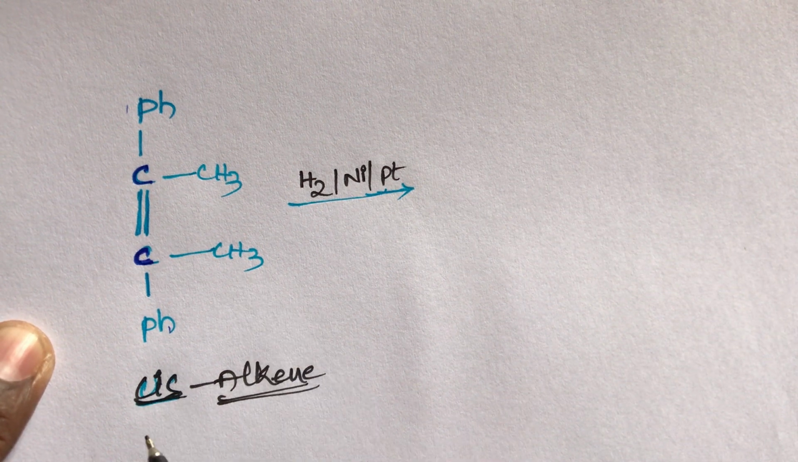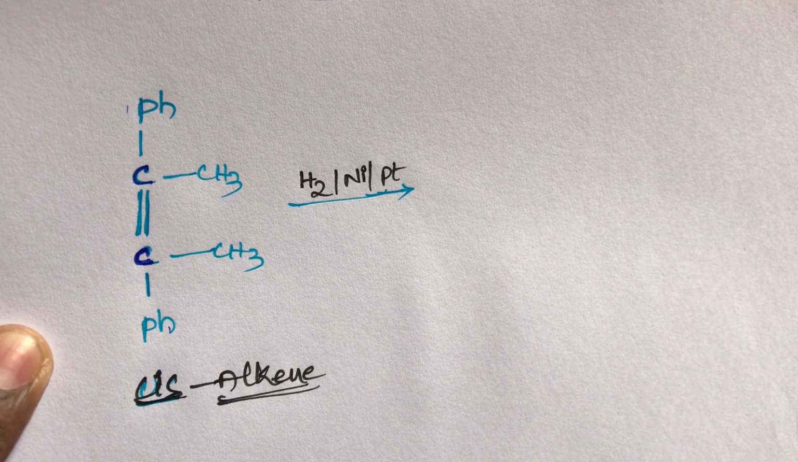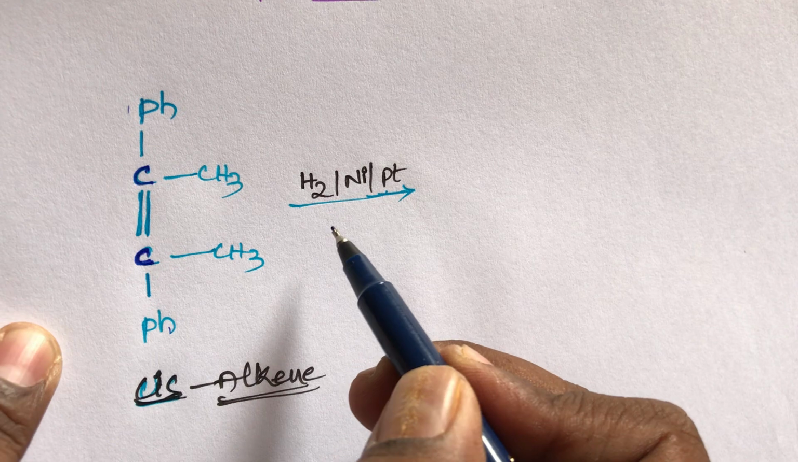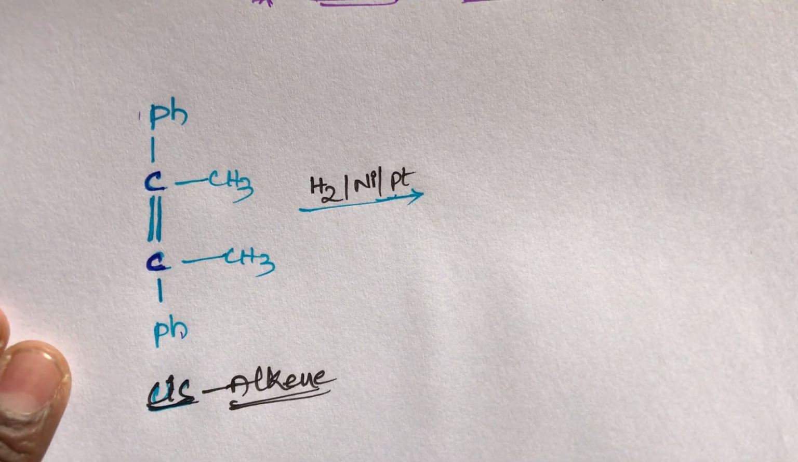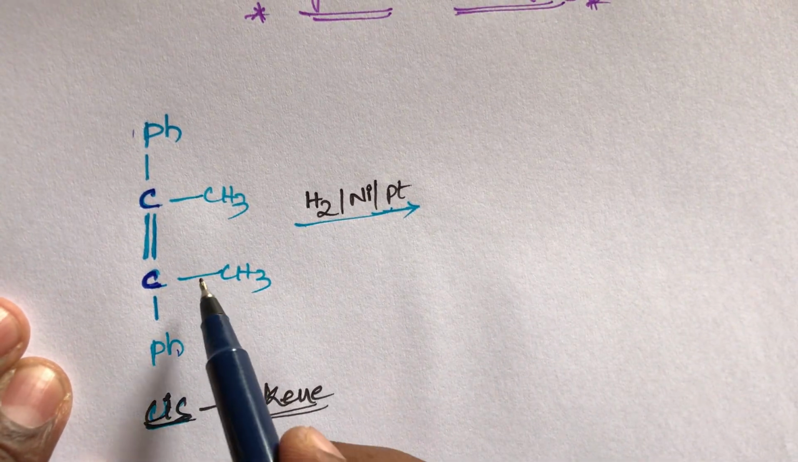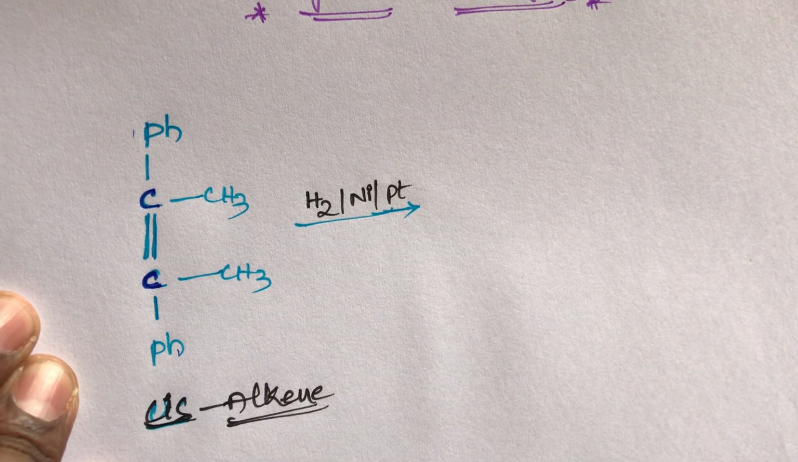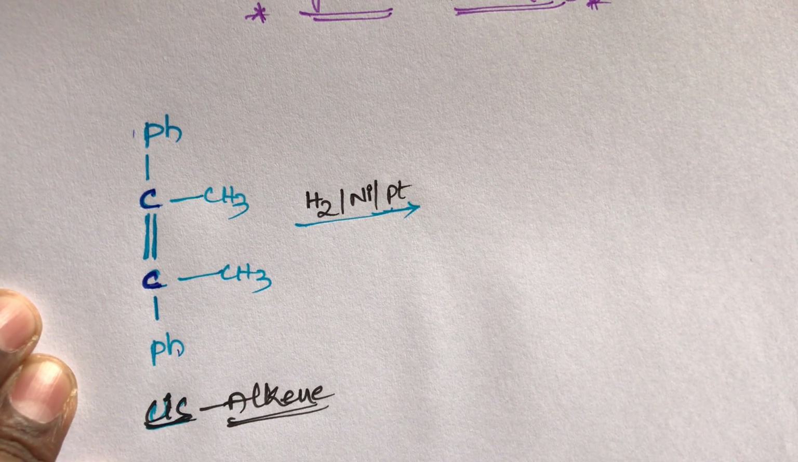So here the given compound is a cis alkene, a symmetrical alkene. A cis compound undergoes hydrogenation in the presence of nickel, platinum or palladium catalyst. So the first compound is a cis compound. Hydrogenation means addition of hydrogen. It also undergoes syn addition reaction. Students, symmetrical alkenes also undergo syn addition.